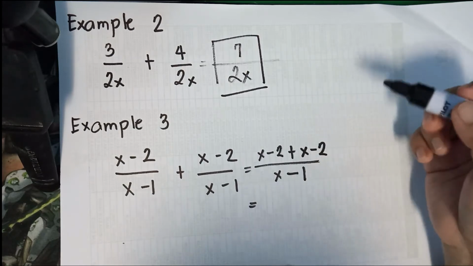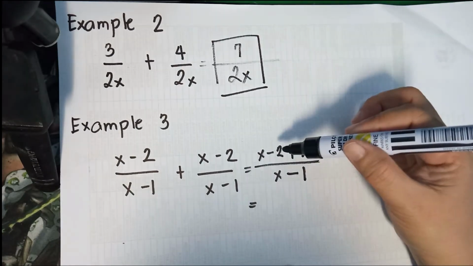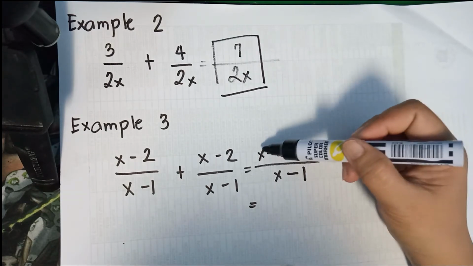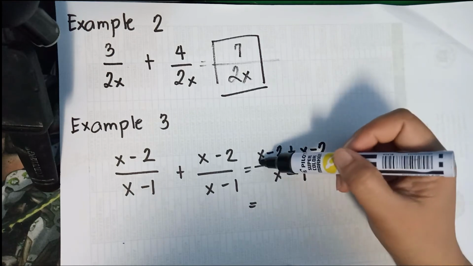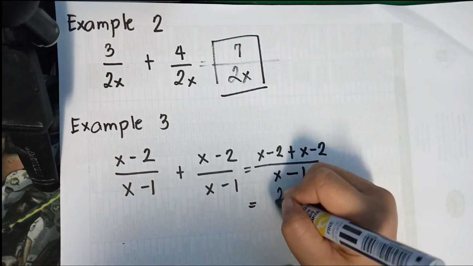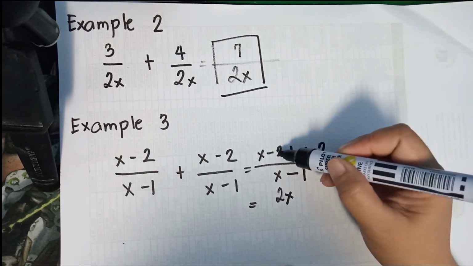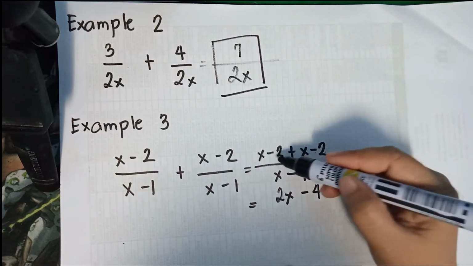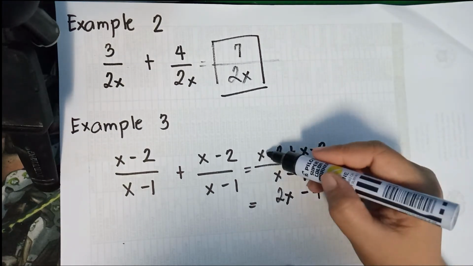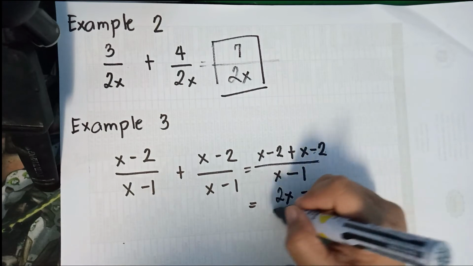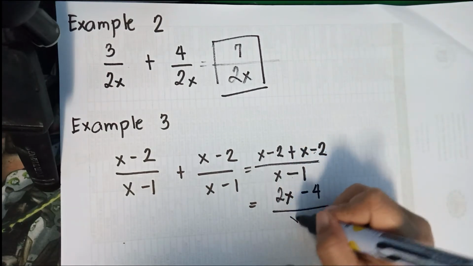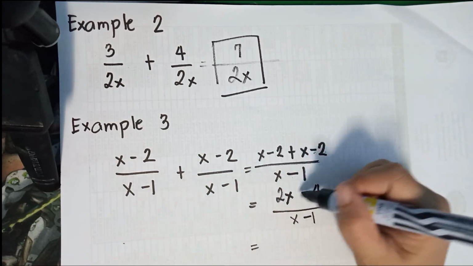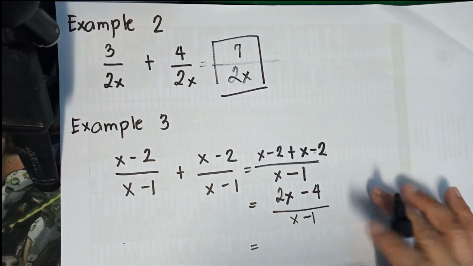When we are talking about like terms, they have the same literal coefficient. And we have here x and x. x plus x is 2x. Next, negative 2 minus 2, that is negative 4. Since they have the same sign, add and copy the sign of the two integers. Over, copy the denominator. Next, we will try to find out if 2x minus 4 is factorable.